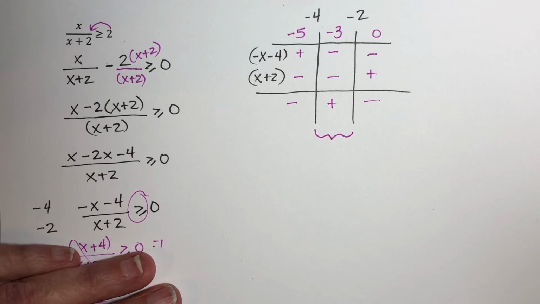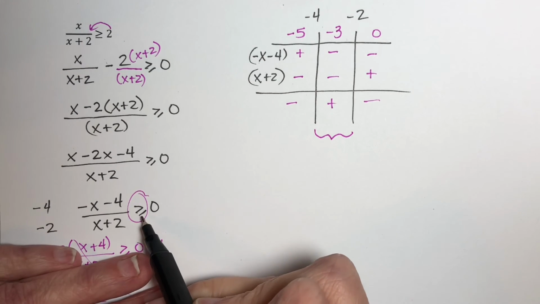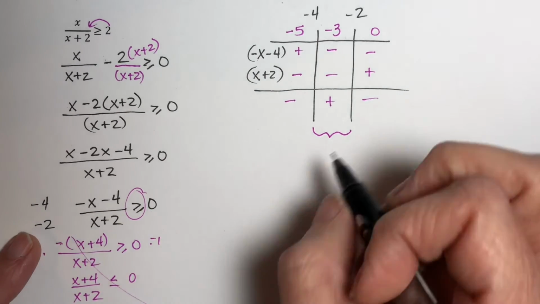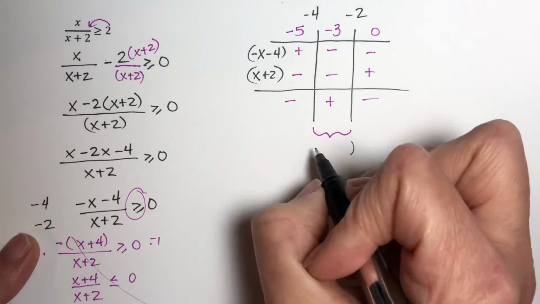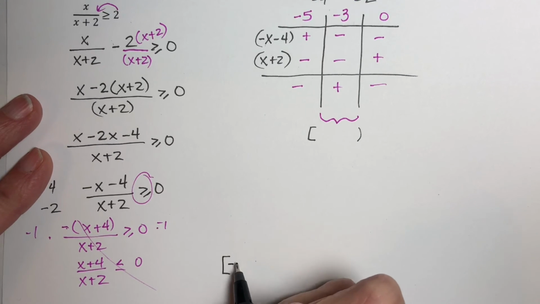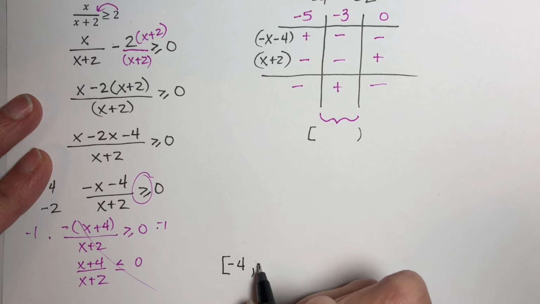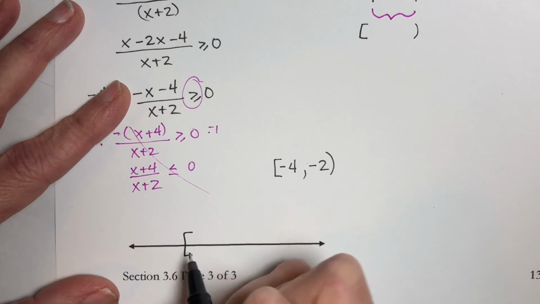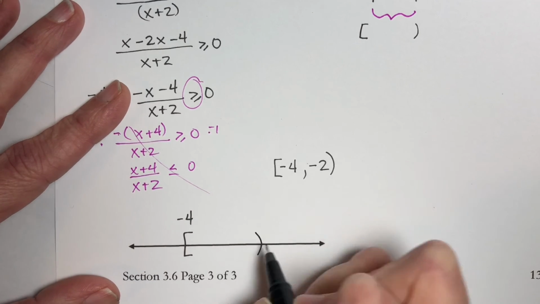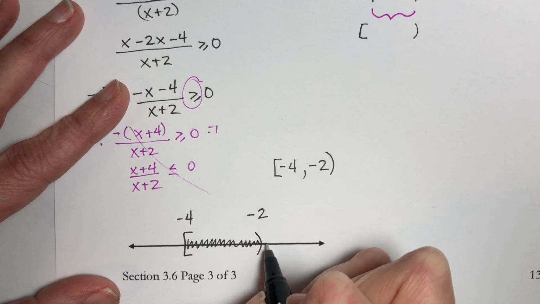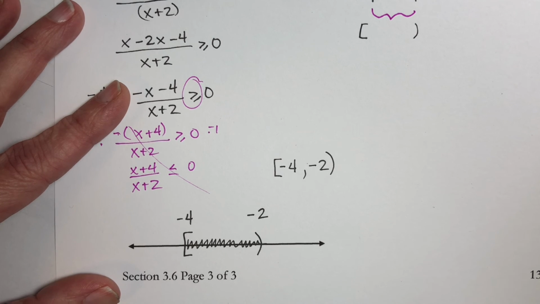And I just need to decide about my endpoints. This has an equal to, so in general, I'm allowed to include my endpoints. I'm just not allowed to use anything that comes from the bottom. Negative 2 came from the bottom, so that's going to be parentheses there. And you're going to have a bracket here. So your answer in interval notation would be negative 4 with a bracket, negative 2 with parentheses. And then if you put them on the graph, and shade, and you have your final answer.